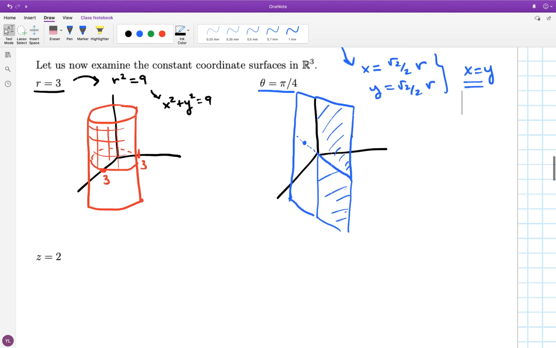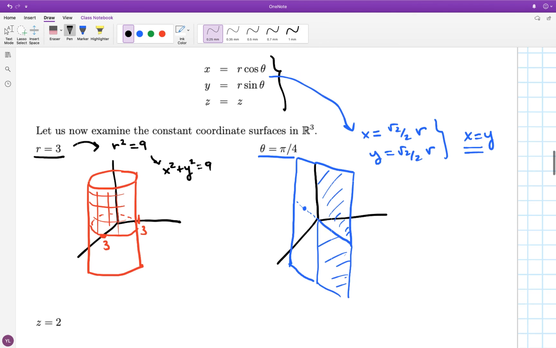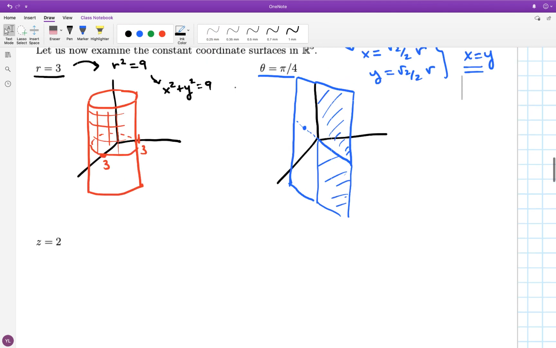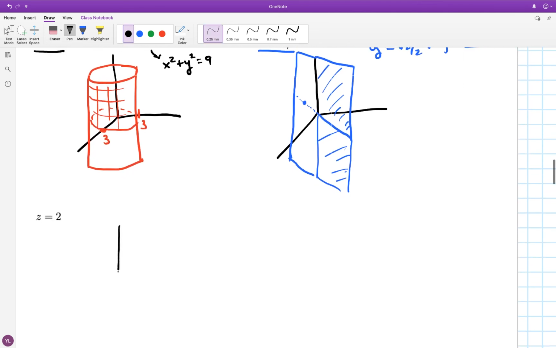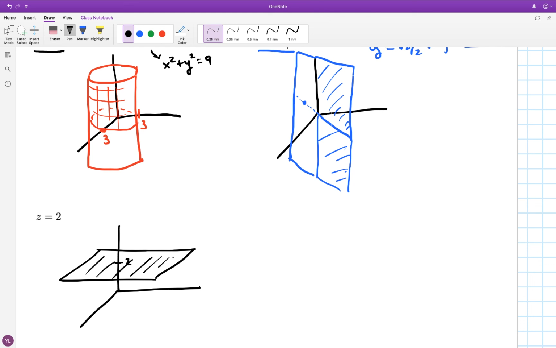Okay, let's try this last one, z equals 2. We're not going to have to try too hard on this one because the z-coordinate hasn't changed in cylindrical coordinates. So z equals 2 is still just straight up z equals 2. It's a plane at height 2. Nothing fancy going on here. That is z equals 2. The polar coordinates are not affected at all.